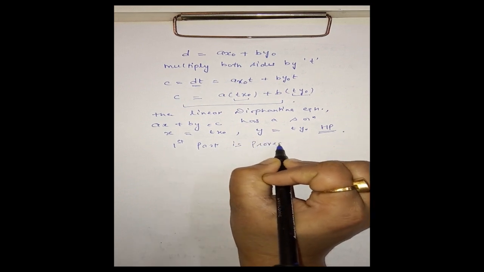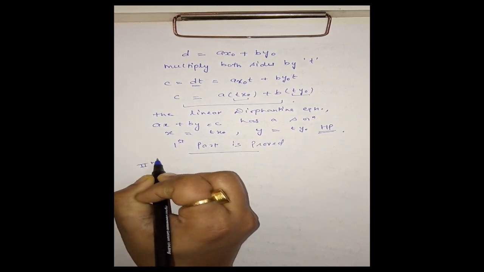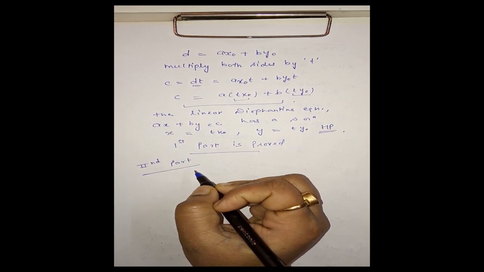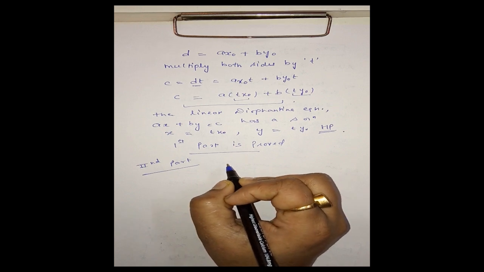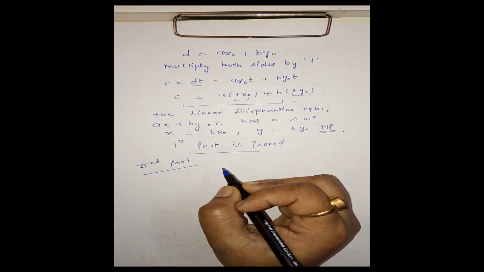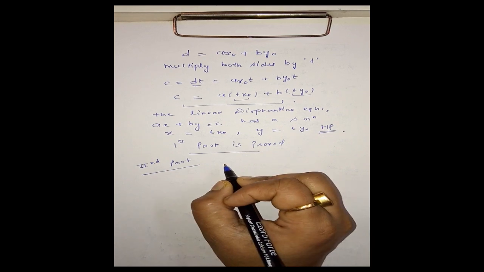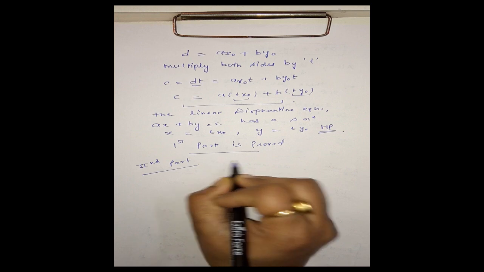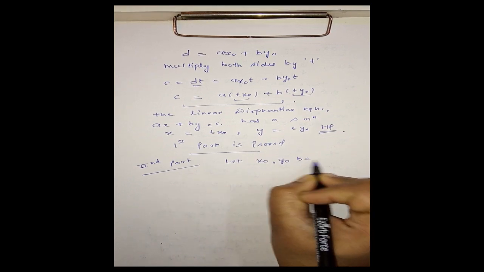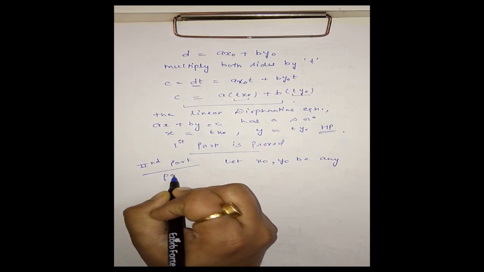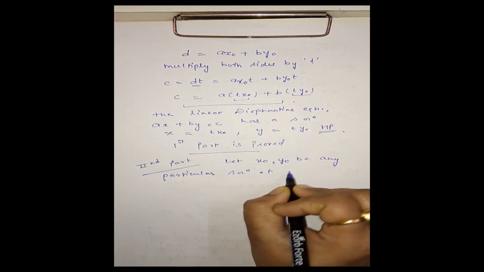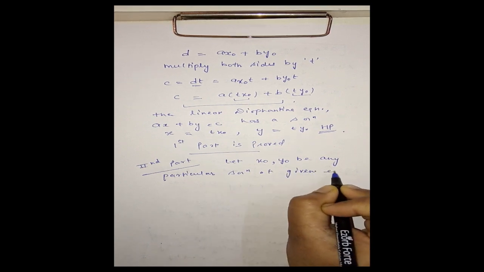Okay, now we are going to prove the second part. Second part is that if x naught and y naught is any particular solution, then all other solutions are given by x is equal to x naught plus b by d into t, and y is equal to y naught minus a by d into t. Okay, now let x naught y naught be any particular solution of the given equation. Okay, let us assume this.